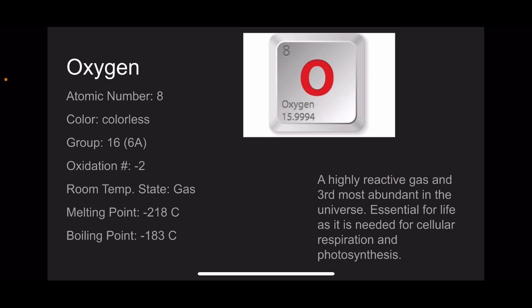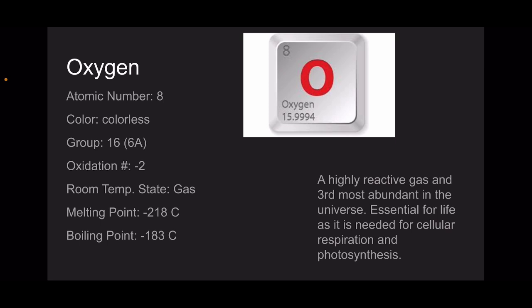Now we have oxygen. Its atomic number is 8. It is colorless and odorless. It is located in group 16 or 6A. Its oxidation number is minus 2, and at room temperature its state is gas. Its melting point is negative 218 degrees Celsius, and its boiling point is negative 183 degrees Celsius.